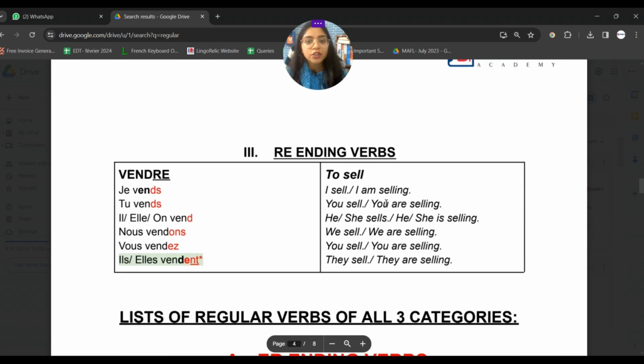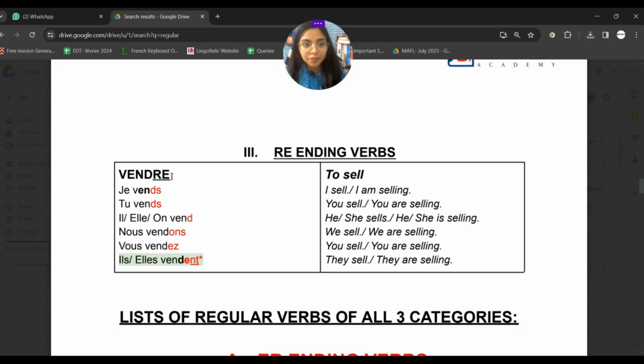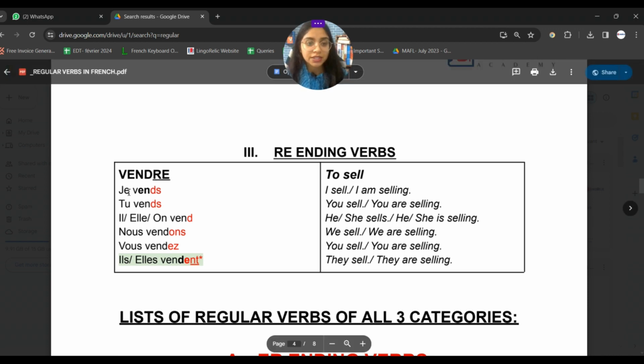So you have an RE group ending verb, which is vendre. Vendre means to sell. Now to conjugate this verb, all you need to do is remove the RE ending. You will put VEND, and after that you will put the endings as specified. The je ending is S, hence it becomes "je vends". Please pay attention here that this is not sounded as "je vende", because the D and the S both are consonants, and hence this will remain silent. You have to pronounce it as "je vends" instead of "je vende".